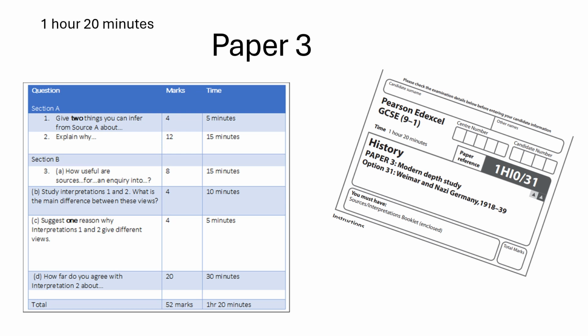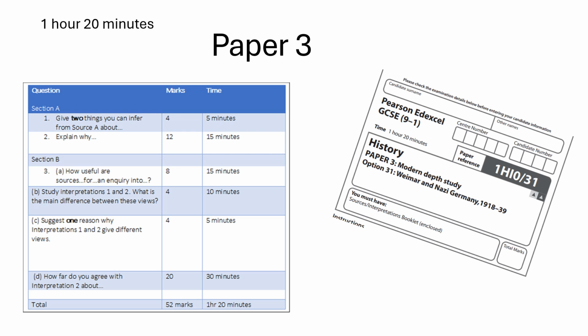Hello Year 11, your final paper is paper 3, which is the modern depth study, Weimar and Nazi Germany, 1918-39. You have an hour and 20 minutes for this paper, and you can see the breakdown on the screen in front of you of how long you should spend on each question.